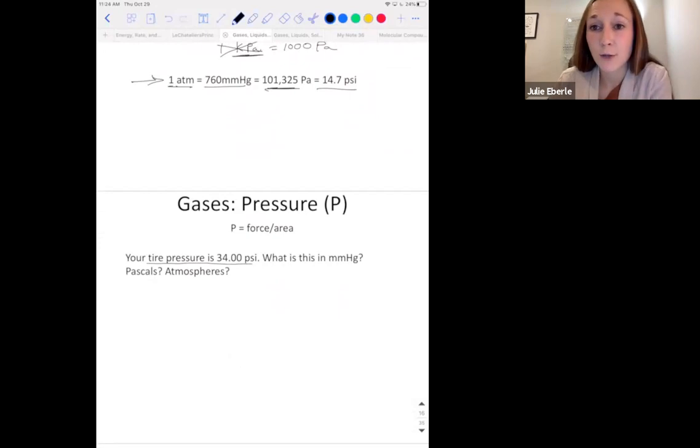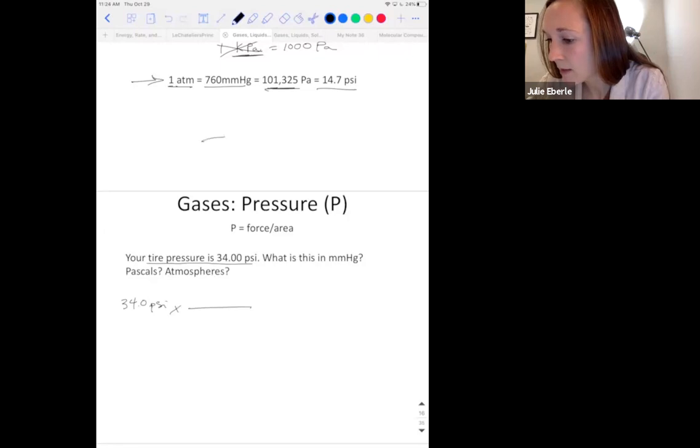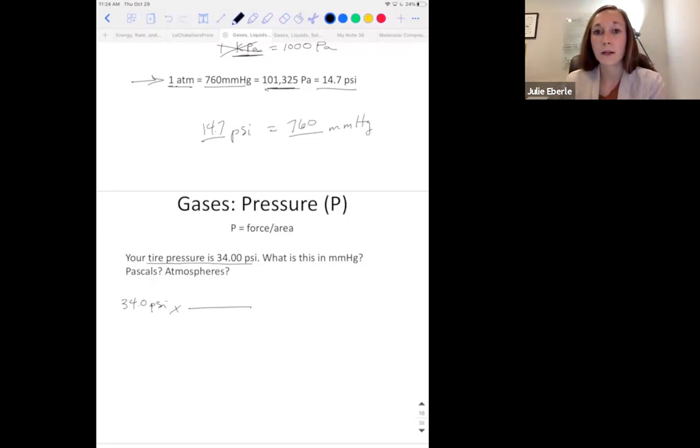So the first thing we're going to do, 3 conversions here real quick. We're going to convert to millimeters of mercury. So 34 psi. We want to convert to millimeters of mercury, so we need to relate how many psi equals how many millimeters of mercury, and we have the numbers right here. 14.7 psi is 760 millimeters mercury. And because those two are related, we're just going to plug them in as a conversion factor.